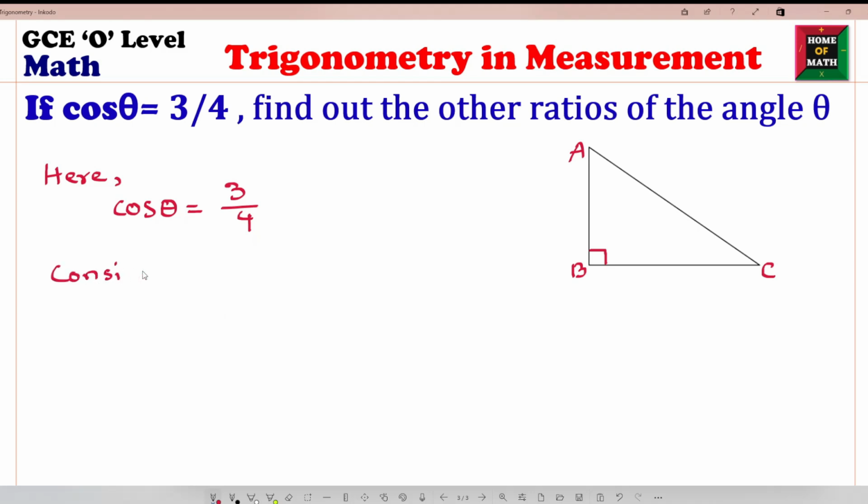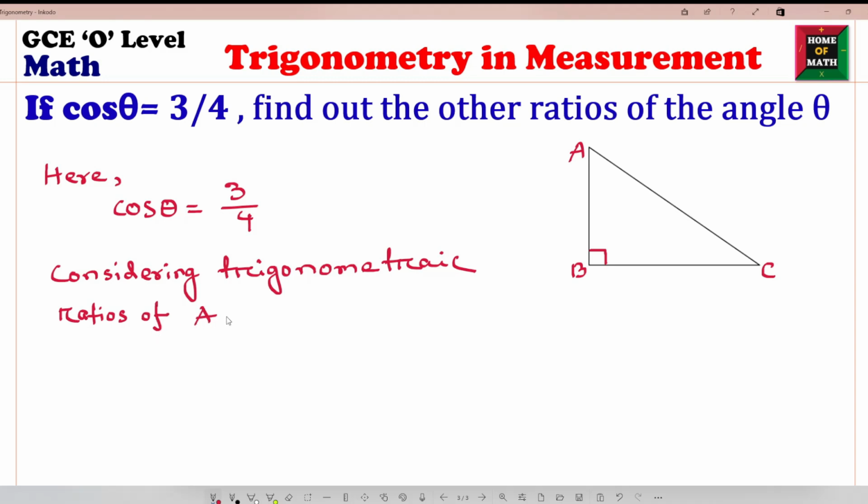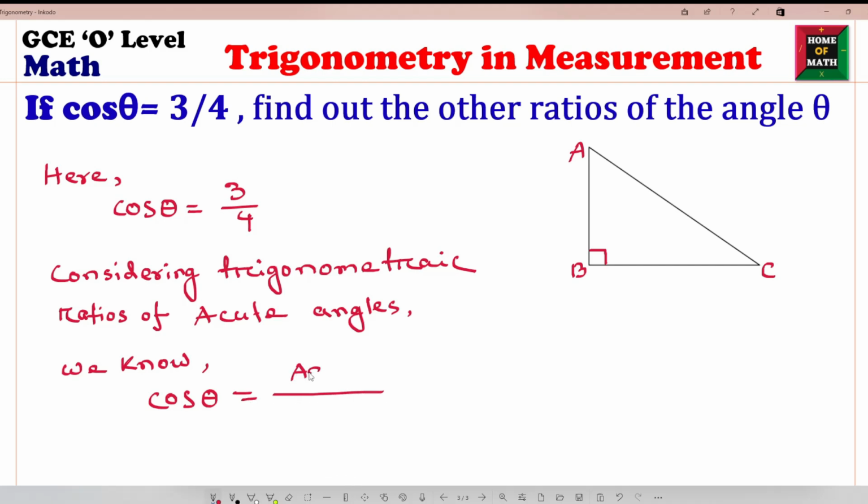Considering trigonometric ratios of acute angles, we know cos theta equals adjacent divided by hypotenuse.